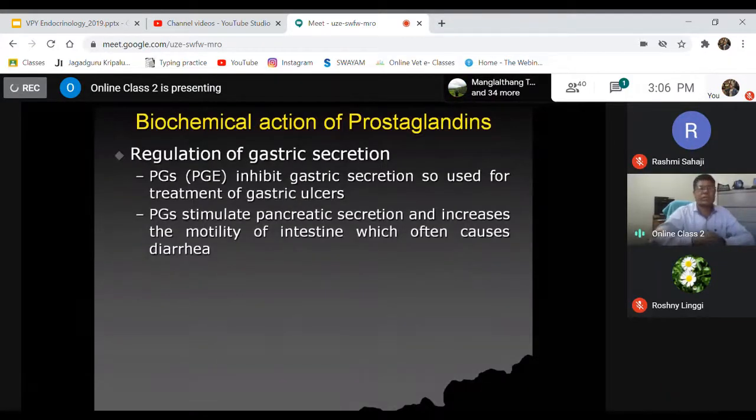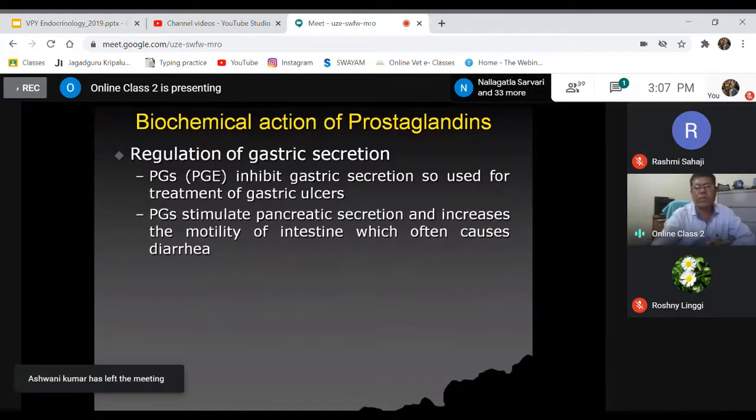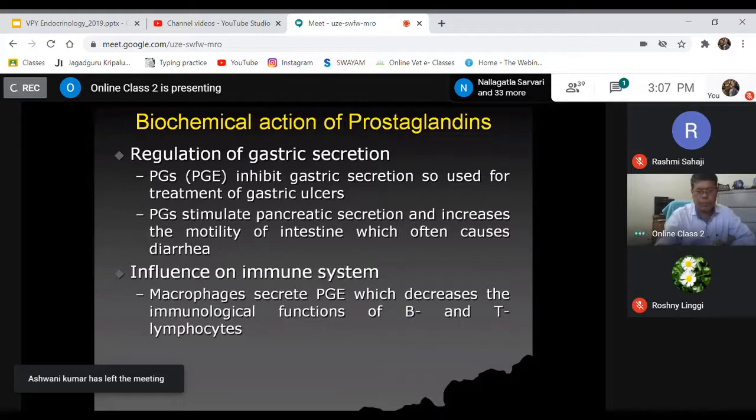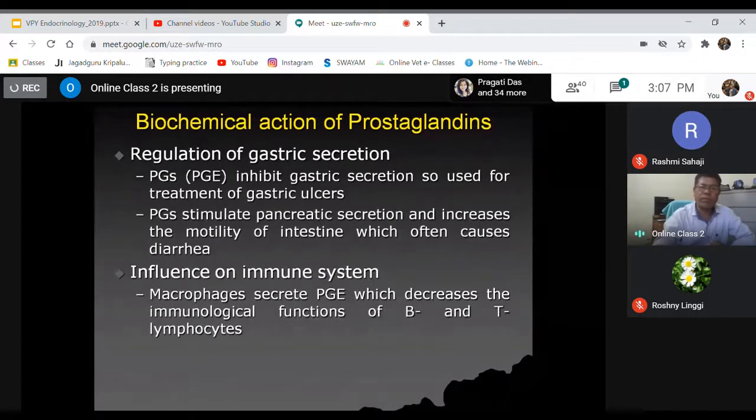Regulation of the gastric secretion. Prostaglandins, that is PGE, inhibit gastric secretion, so they are used for the treatment of gastric ulcers. The prostaglandins stimulate the pancreatic secretion and increase the motility of the intestine, which often causes diarrhea. Influence on the immune system. Macrophages secrete PGE, which decreases the immunological functions of the B and T lymphocytes.